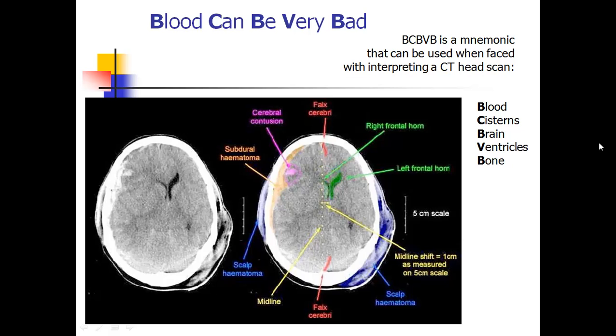This scan demonstrates four of the features which are included on the early outcome form, namely midline shift greater than 5 mm, intracranial hematoma non-evacuated, cortical contusion greater than 1 cm in diameter, and obliteration of the third ventricle. This hematoma requires surgical evacuation, otherwise deterioration of the patient's condition is inevitable.